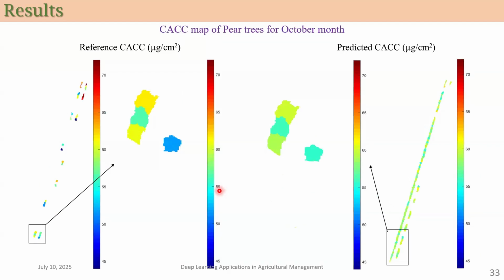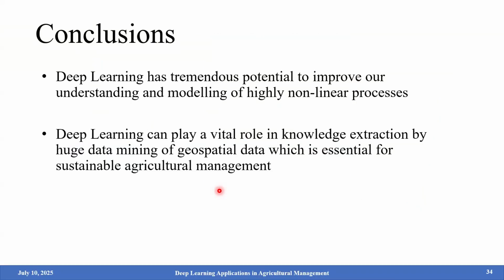So that's what we did for different months in the pear growth season, and came up with this kind of CACC data in advance to tell what's likely to happen in terms of crop condition and crop yield. Well, that's what I wanted to talk to you about.